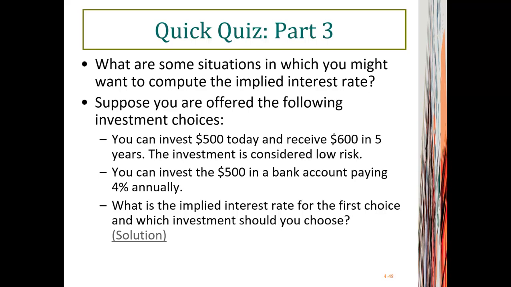And here, you can let your BA2 calculator fix the problem. Simply set N to 5, PV to negative 500, PMT to 0, and FV to 600. And you compute IY to see if it's greater than or less than 4%.